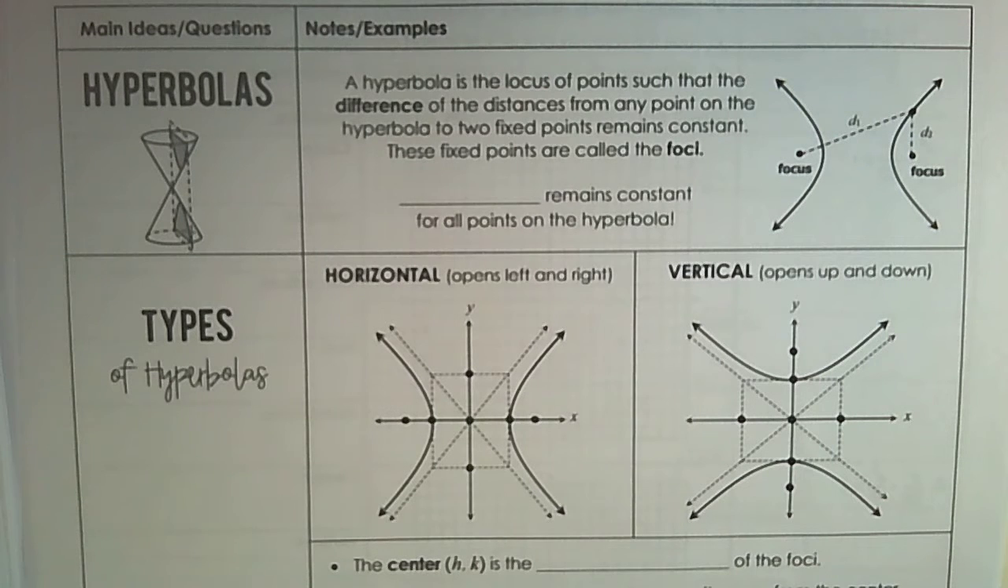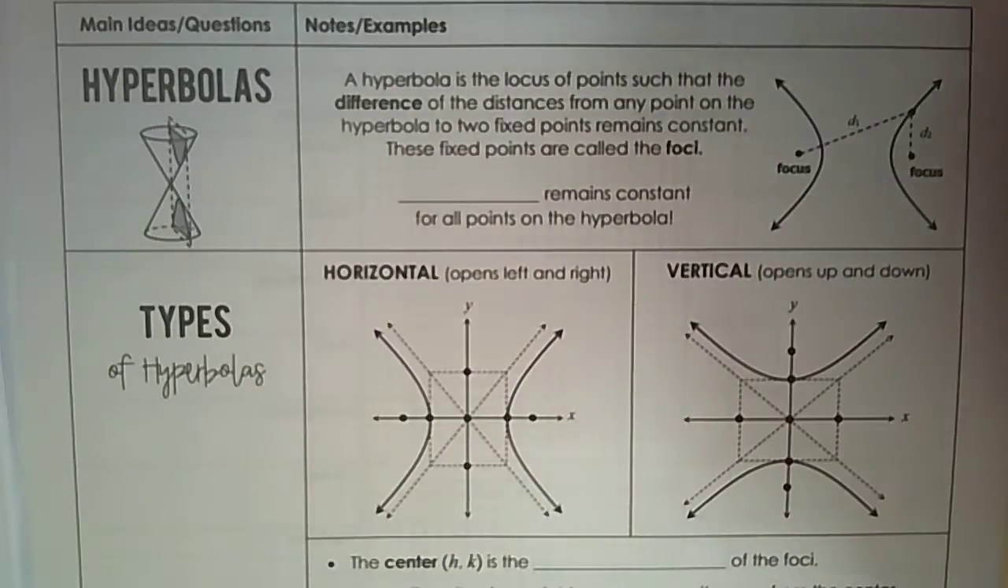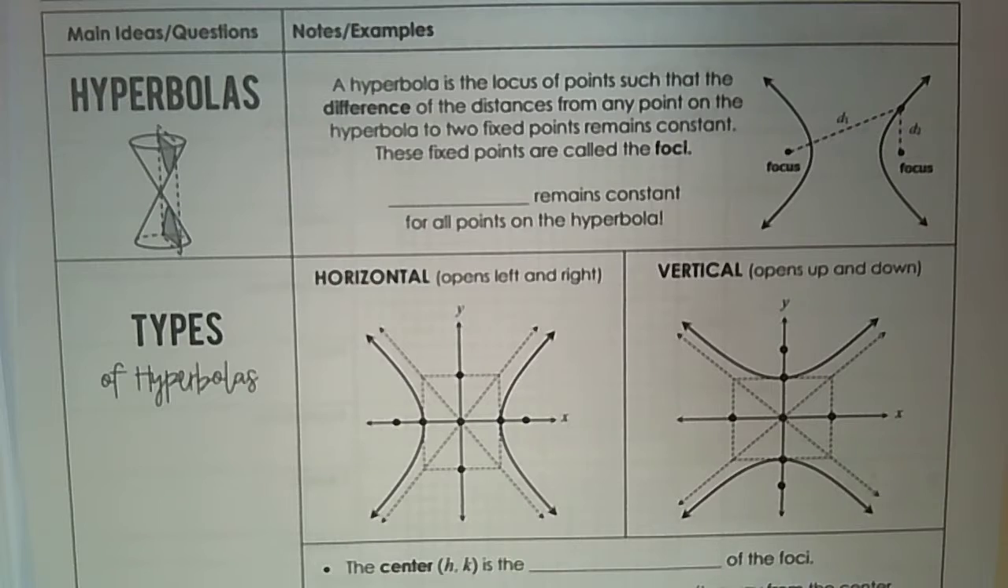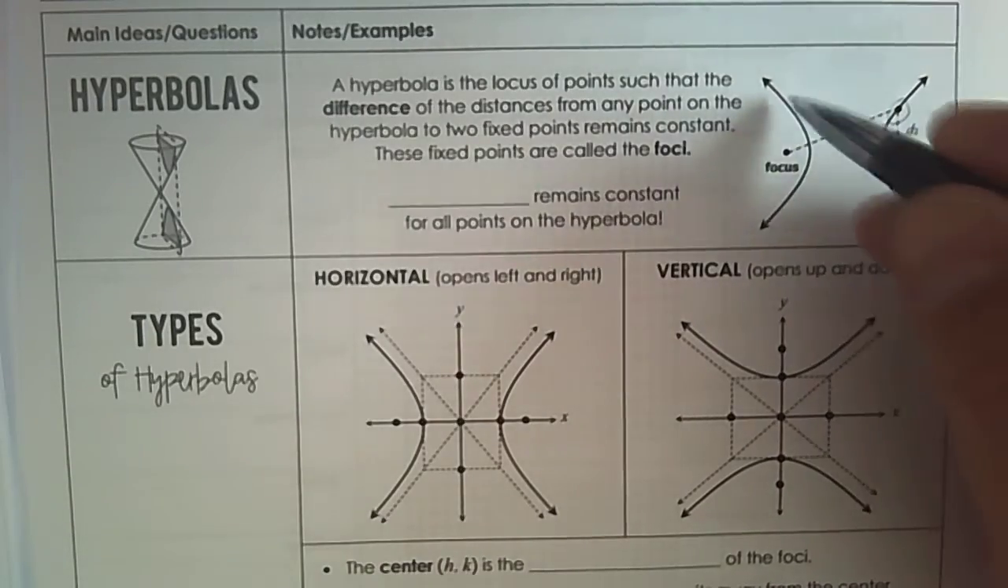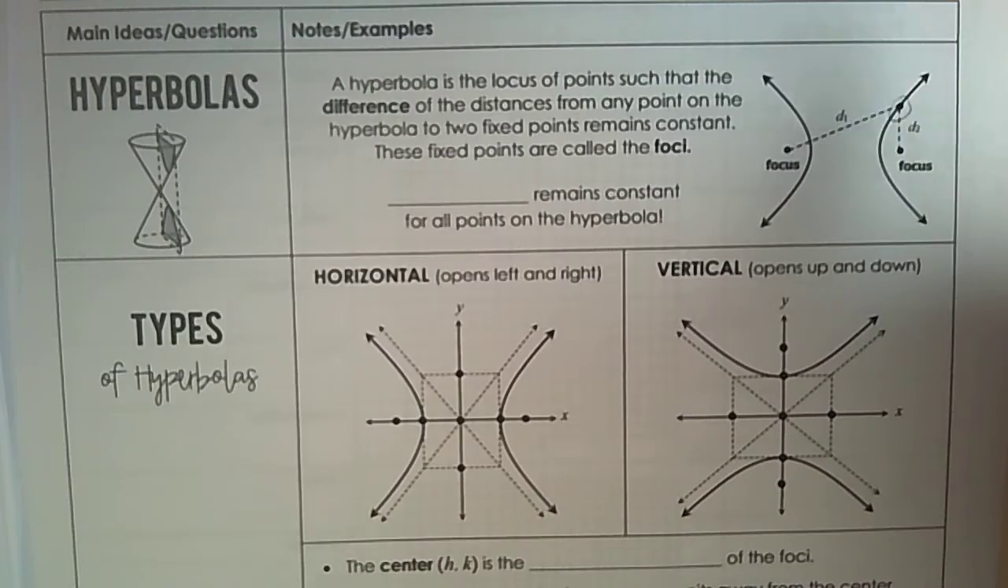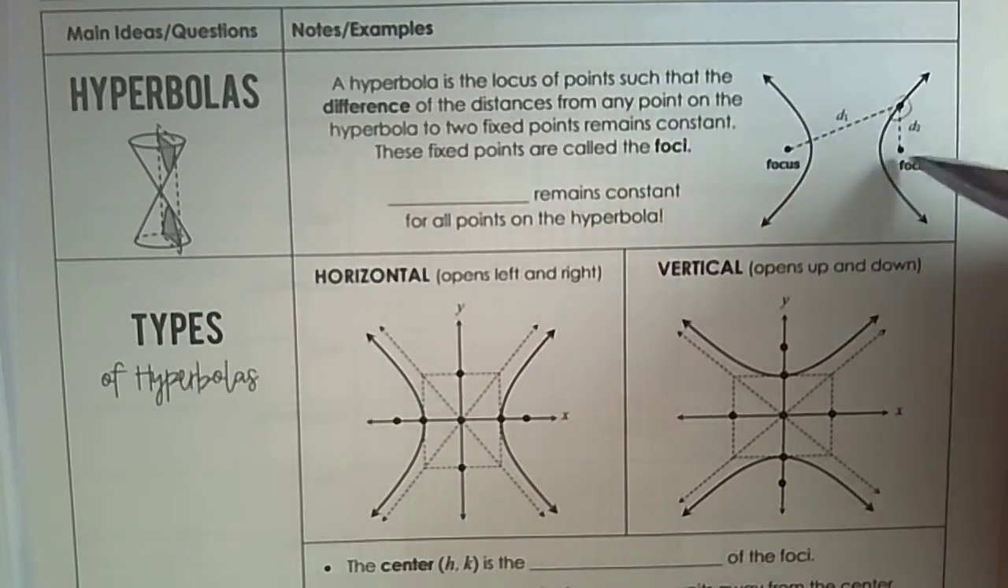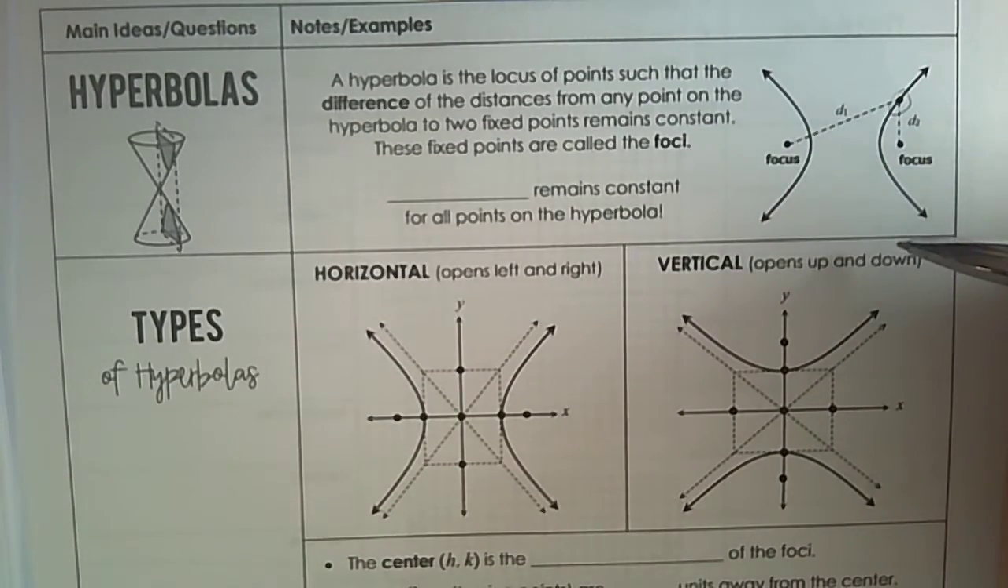Today's lesson's on hyperbolas. Now, a hyperbola in mathematics is the locus of points such that the difference of the distances from any point on the hyperbola to two fixed points, and those fixed points are called foci, remains constant. If you take any point on this, and this is what a hyperbola would look like, that would be two parabolas folding away from each other. And they could be sideways, which is horizontal, or they could be vertical, where one's folding up and one's folding down. We'll get into that as we graph it.